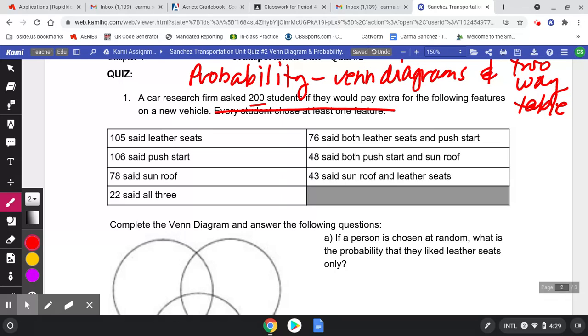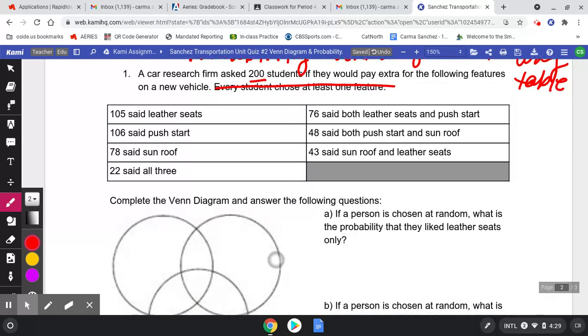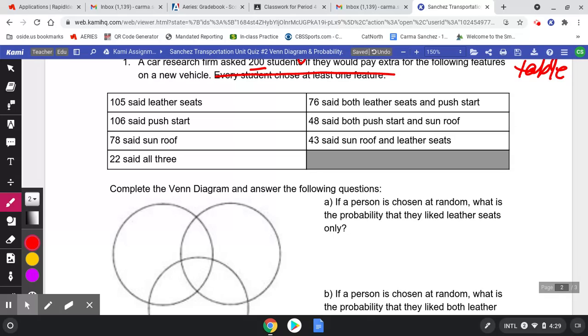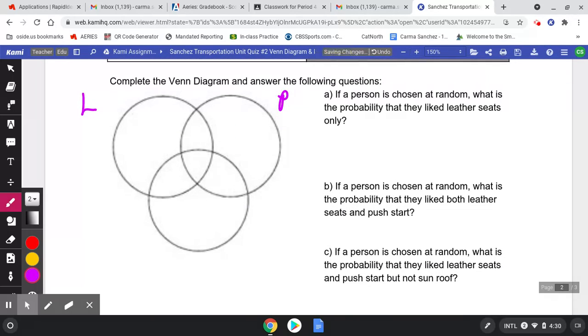So what's going to happen is the number outside the diagram is going to end up being a bonus extra credit. It's not going to count against anybody. I'll show you what I mean in just a second. So for example, first let's start with the middle, working inside to the out. 22 said all three. So 22 of the students polled said that they would prefer all three. What are the three things we're talking about? We're talking about leather seats, push start, and sunroof.